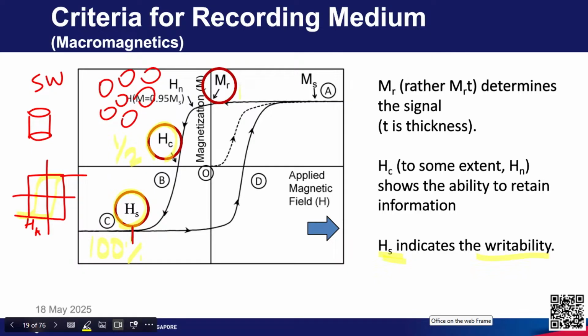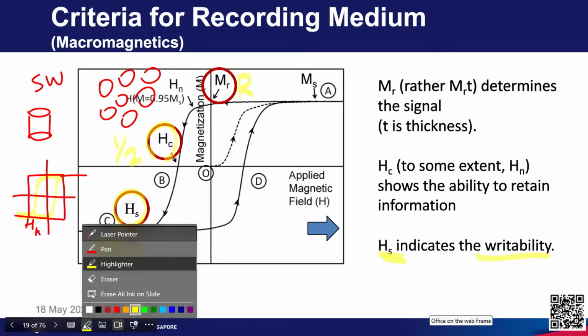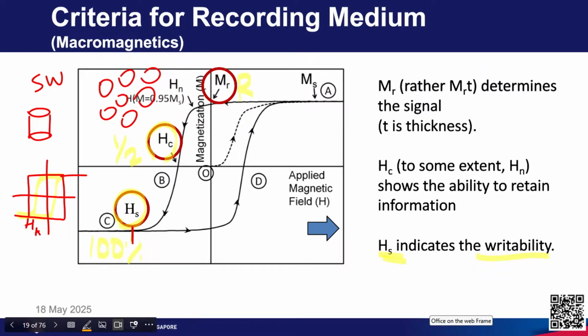So, this is for reading. Let me use another color. MRT is related to reading, coercivity is related to storing, and Hs is related to writing of information.